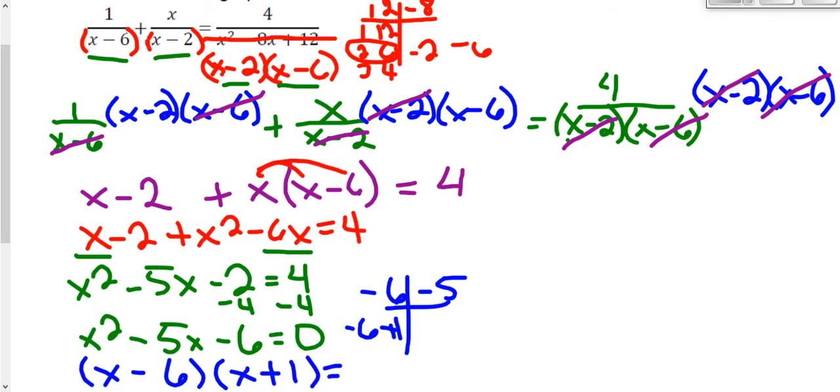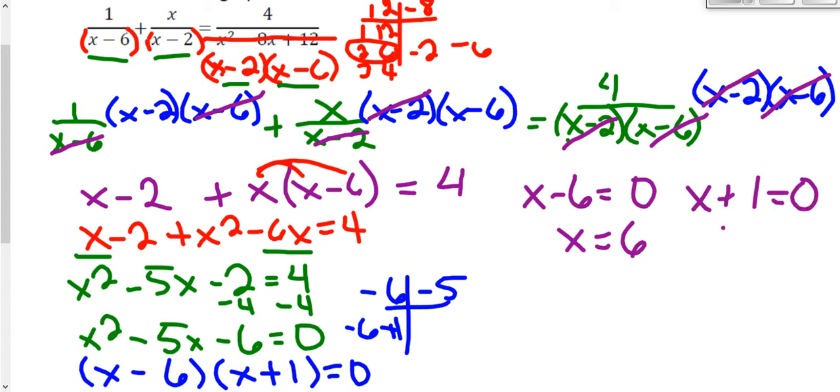Now, this is an equation equal to 0, so I can set each piece equal to 0 to find my final solutions. X minus 6 equals 0. That means x is 6. And if x plus 1 is 0, x equals negative 1. Now, before we call this problem finished, I do want to go back and double check.